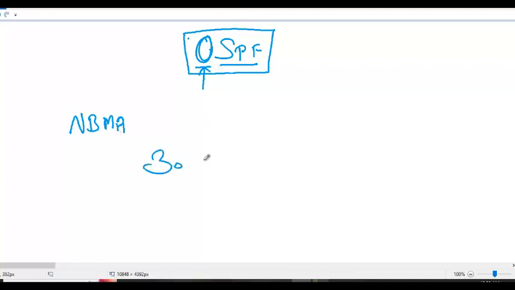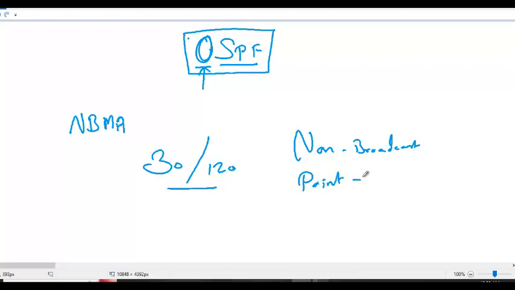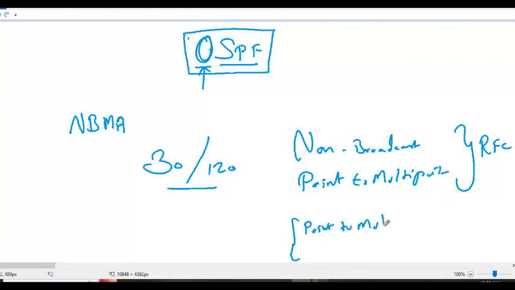Non-broadcast. This is one of the NBMA modes, and then point to multi-point. And then these 2 are industry standard, RFC standard. And there are other 3 Cisco standards, in which the first one is point to multi-point non-broadcast. Now these 3 timers are 30 and 120.